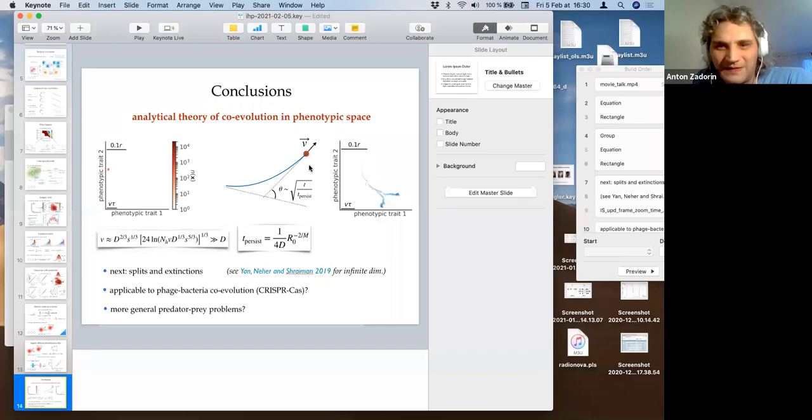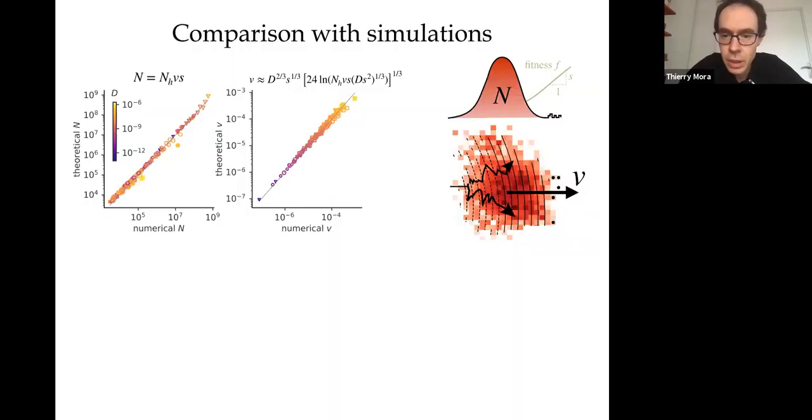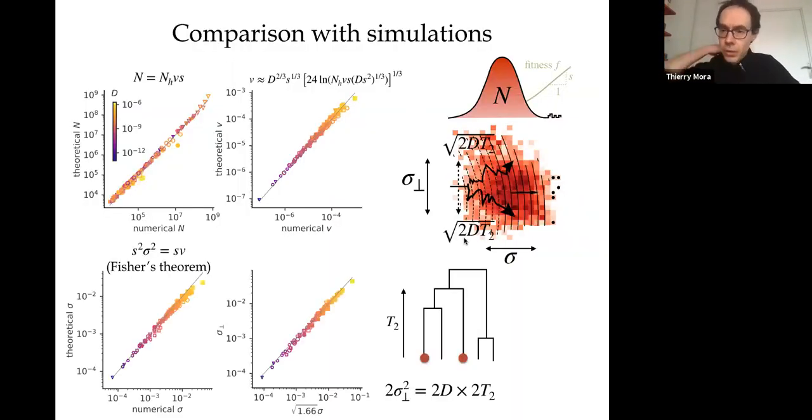In the lateral direction, it doesn't spread. So okay, thank you. Maybe that means I didn't explain this well. It's because of this. It's because you get selective sweeps all the time.